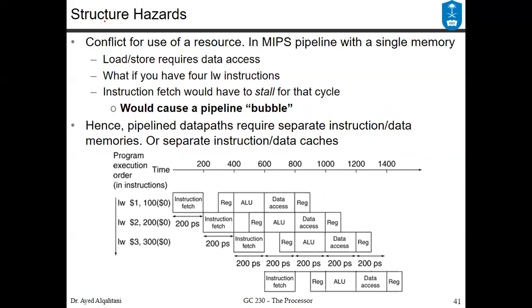Now, the structural hazards in a little bit of detail. It's a conflict for using a resource, in a MIPS pipeline with a single memory. If you have a single memory, then loading and storing requires data access. What if you have 4 load instructions? Load, load, load, followed by another load here. So the instruction fetch would have to stall or wait or bubble or do a no operation. All these 4 terms are the same.